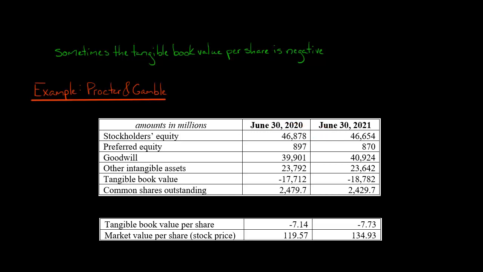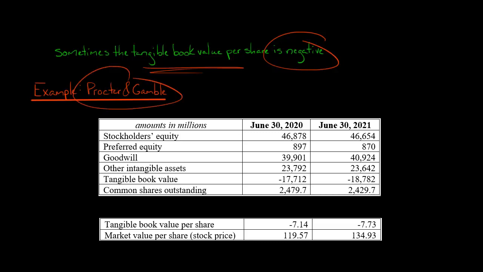So it's not that uncommon that you would have a company where you calculate the tangible book value per share and it's actually negative. And again, you just take a look at the numbers and you see that for this particular company, Procter & Gamble, intangible assets are a significant component of this company's net assets.